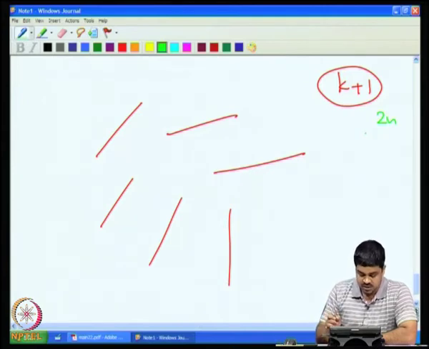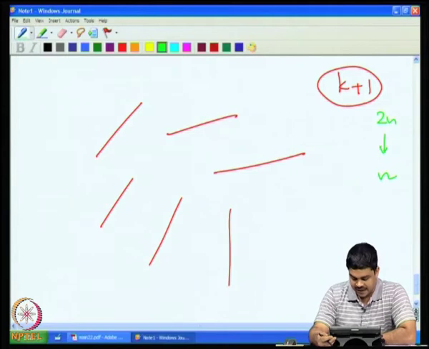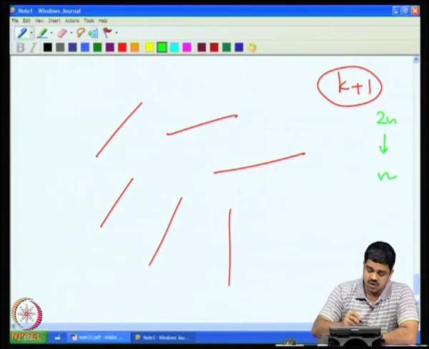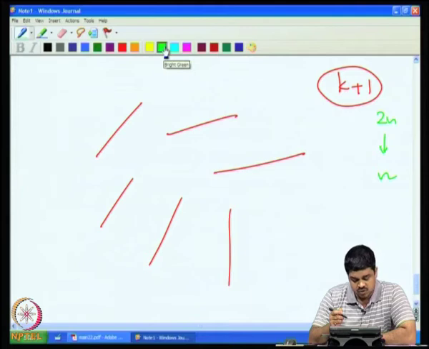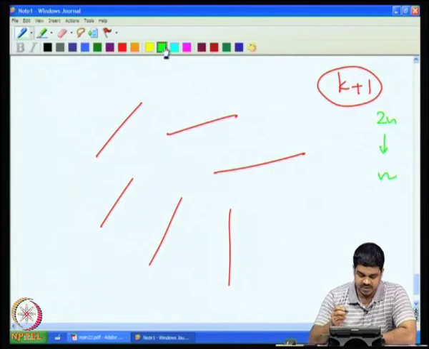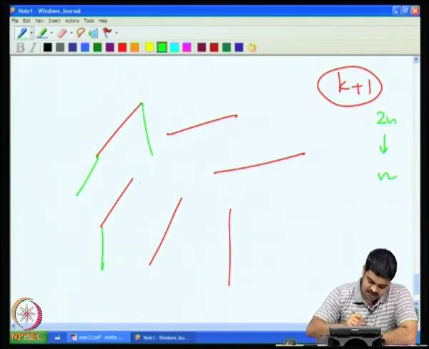The color class gives us a matching, because the edges do not touch each other, as it is a proper coloring. Now, the biggest matching possible for 2n vertices is only n. Suppose one of the color classes has cardinality n. Is it possible to have another color class, say the green color class, also of cardinality n? Suppose it is also of cardinality n, that means the green color class also defines a perfect matching. That means every vertex is touched by a green edge also, just as the red edges touch every vertex.